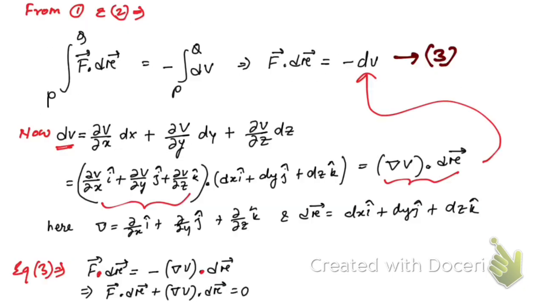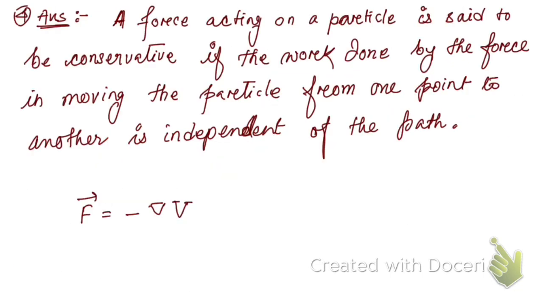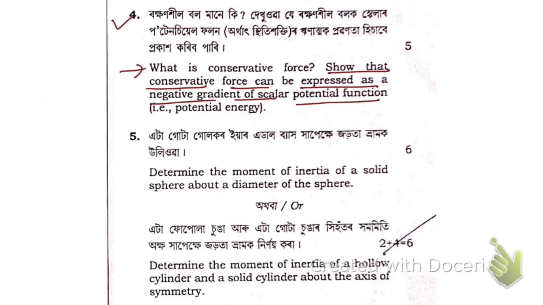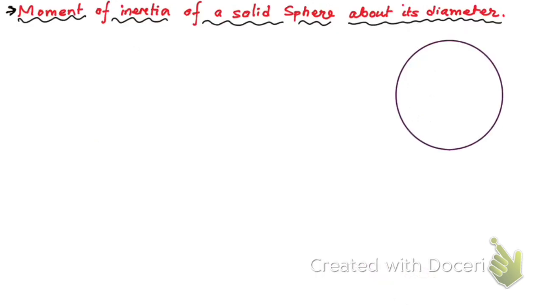So now let's move on to the next question. What is the next question? Here you see, determine the moment of inertia of a solid sphere about a diameter of the sphere. Okay, so let me show you how to solve this. So, moment of inertia of a solid sphere about its diameter.